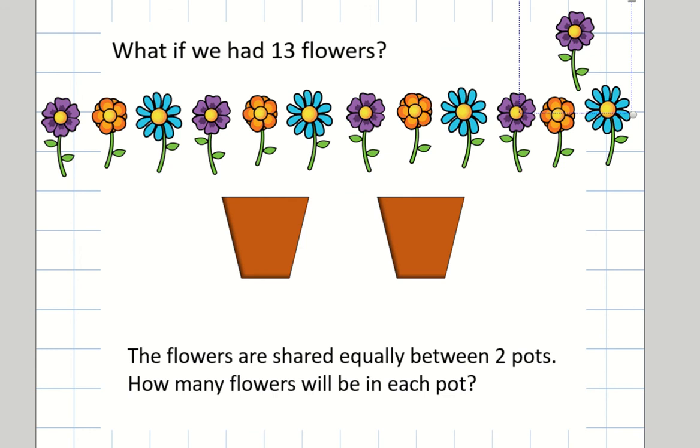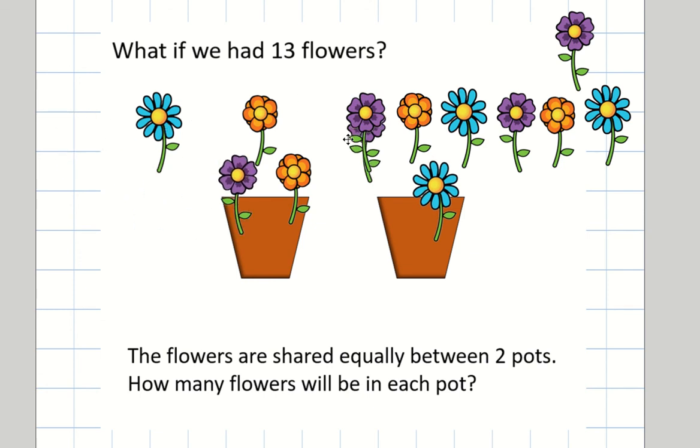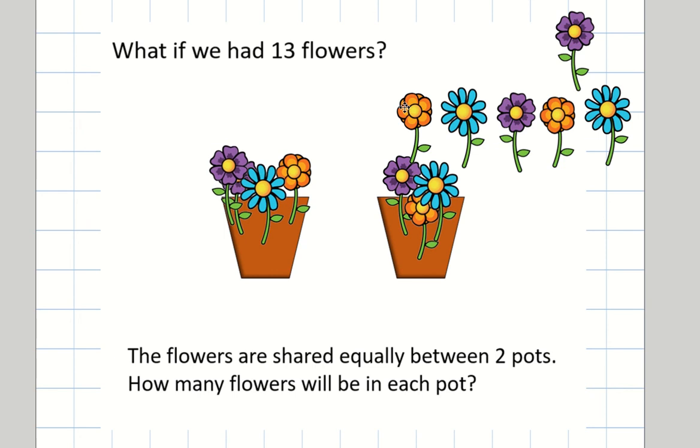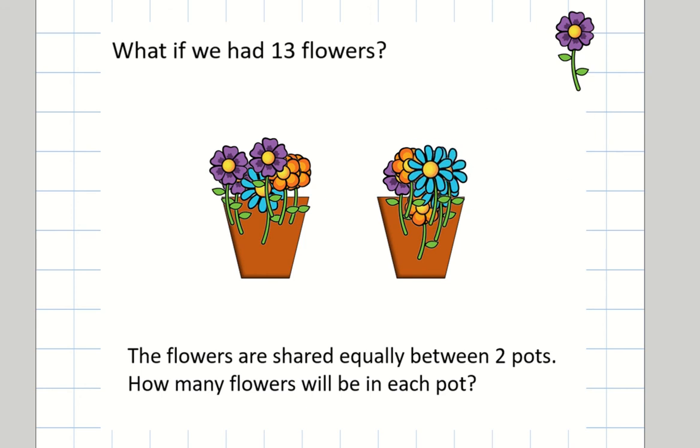What about if we had 13 flowers? What would happen now? Because we know we can't share 13 out equally because it is not an even number. From what we did earlier, we knew that 12 divided by 2 equals 6. So therefore, 13 divided by 2 is 6, but there's 1 left over. We can't share 13 flowers out equally between 2 pots.